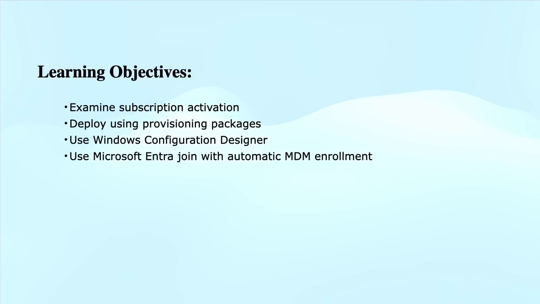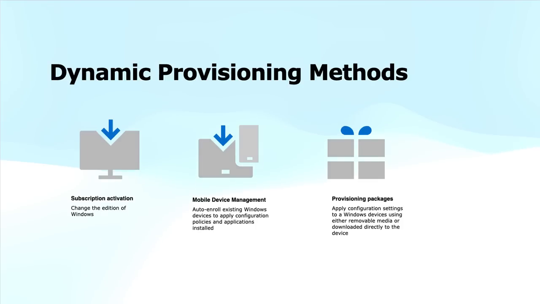Talking about dynamic provisioning methods, there are many steps. Number one is the subscription activation. What is subscription activation? It actually allows users to activate the Windows 10 or 11 devices by linking them to the organization's subscriptions like the Microsoft 365 or the Entra ID. How it works? The devices are connected to Entra ID, enabling the automatic configuration, device management, and policy applications.